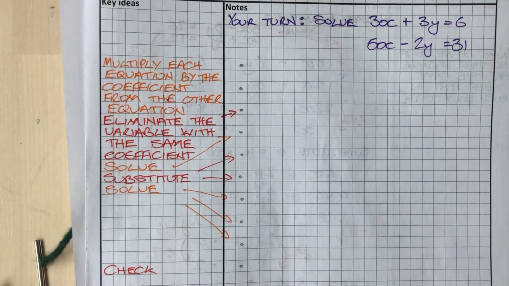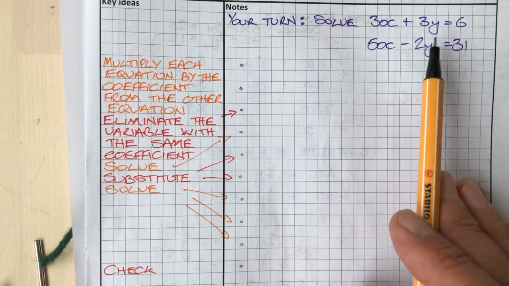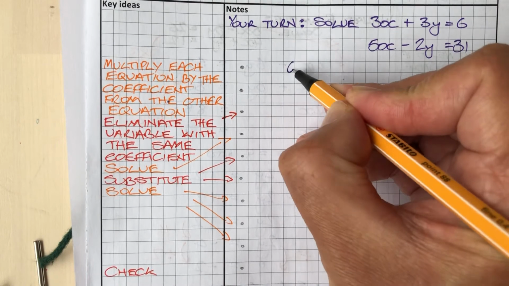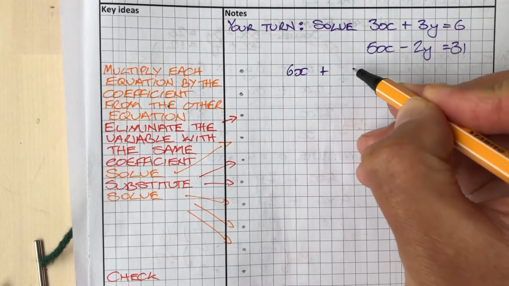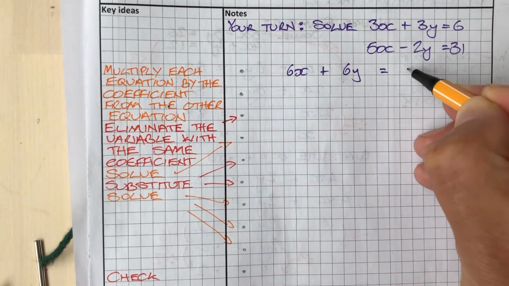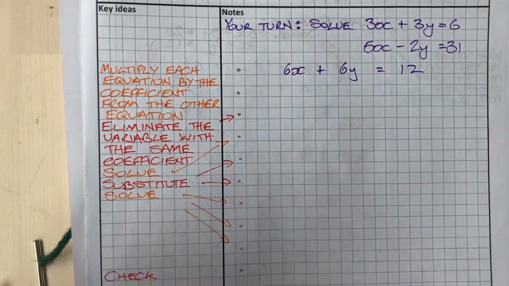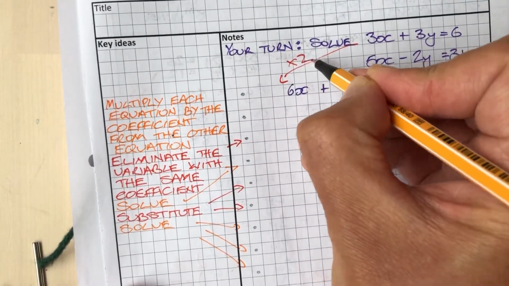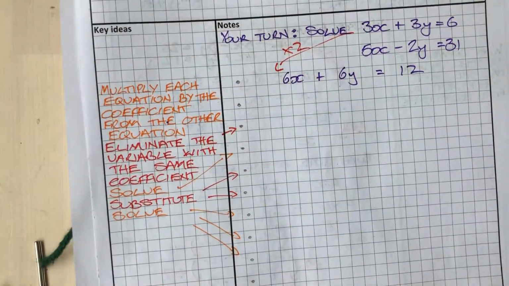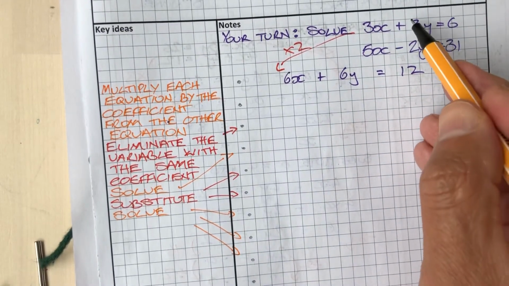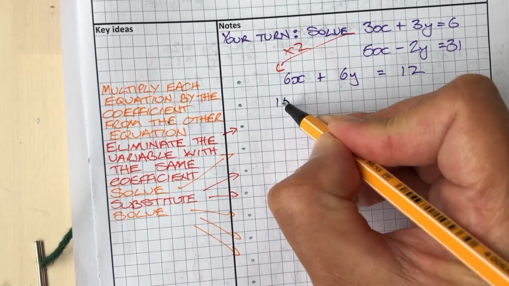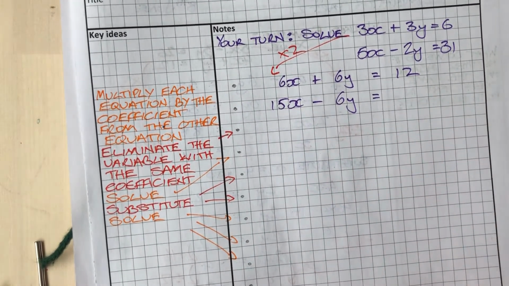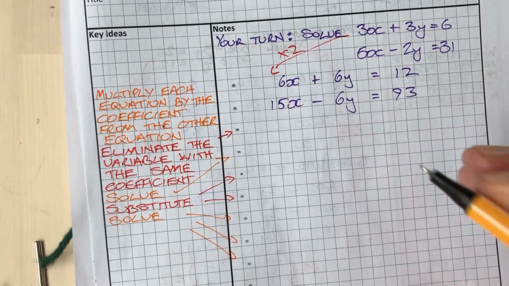Right, so I'm again choosing to get rid of y. So I'm going to multiply the top equation by 2. That gives me 6x plus 6y equals 12. So that's times 2. And the bottom equation, I'm going to multiply this by 3. So that's going to give me 15x take away 6y equals 93.